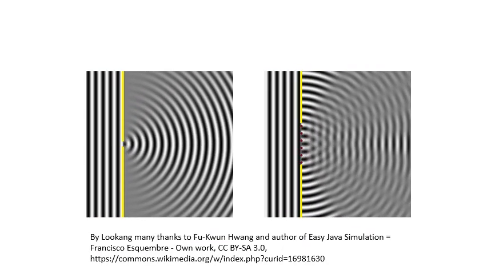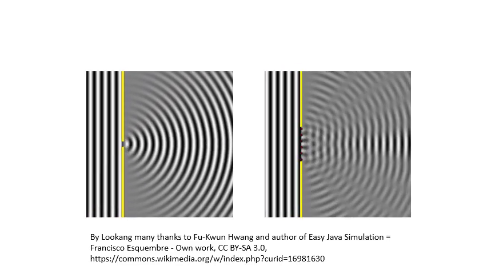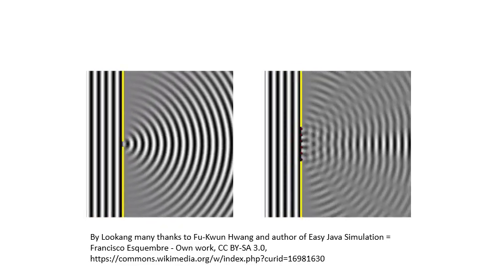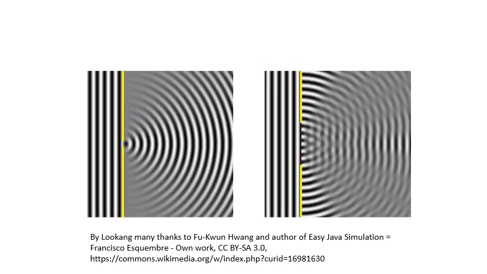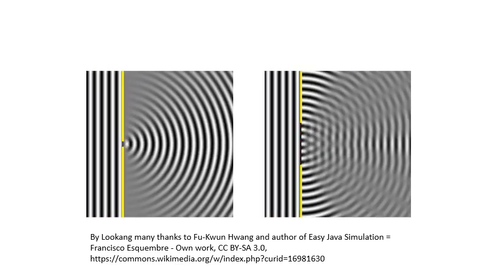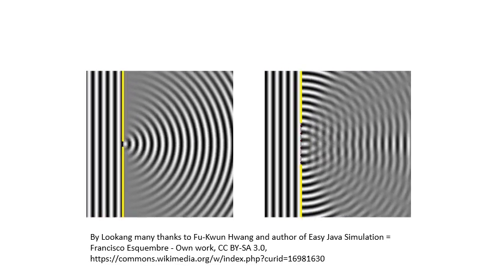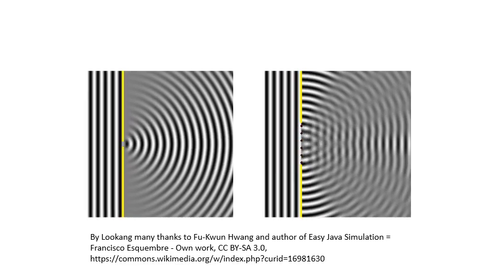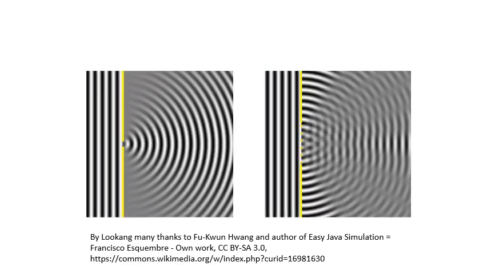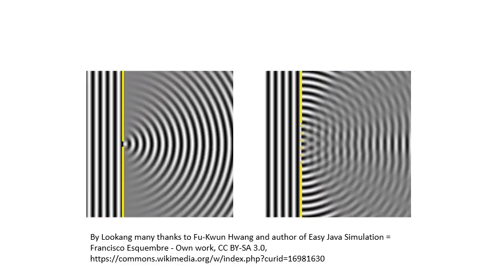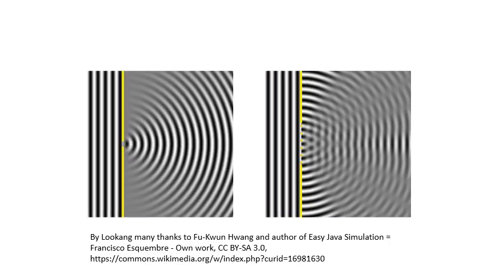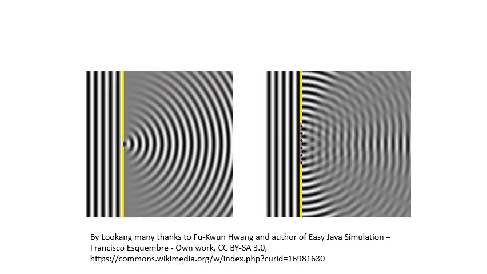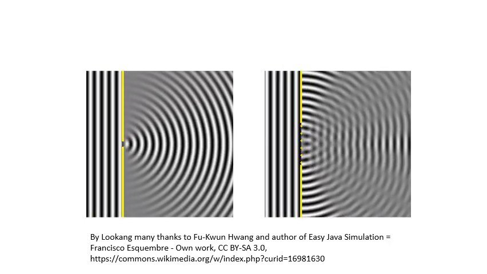Here we are looking at an animation of wave diffraction. On the left, we have wave diffraction from a single gap, whereas on the right, we see wave diffraction from multiple gaps which are very close to one another. As you can see, when the wave is diffracted through a single gap, it forms this semicircle, the fan shape.